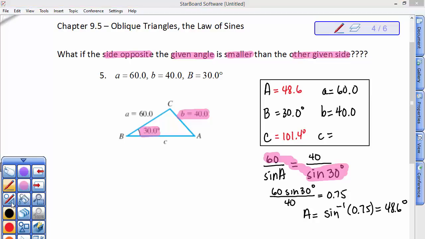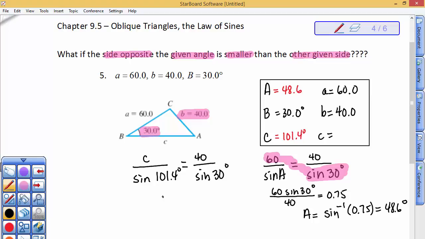And could I just tell you that after you solve for C over the sine of angle C equals B over the sine of angle B, when you solve that for side C, you're going to find out that side C is equal to 78.4. So right here, 78.4. All right, so what's all the fuss about?